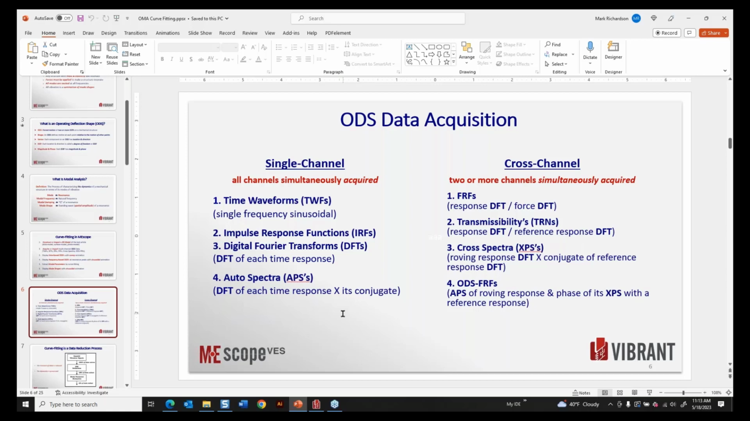We did some testing of space vehicles where we simply impacted the test article with an impact hammer and measured the impulse response at multiple points. Again, these are single channel measurements, but if we're going to look at ODSs or mode shapes, then we need to simultaneously acquire that kind of data.